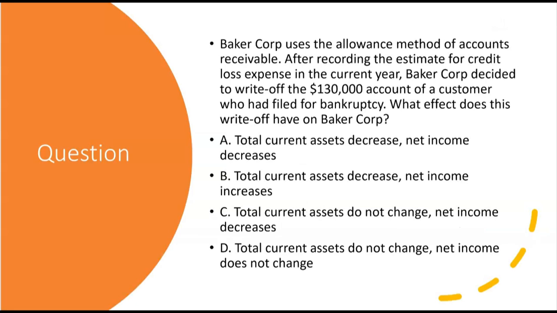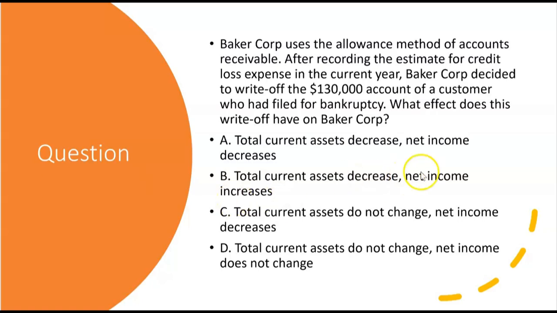Let's try this. Baker Corp uses the allowance method of accounts receivable. After recording the estimate for credit loss expense in the current year, Baker Corp decided to write off the $130,000 account of a customer who had filed for bankruptcy. What effect does this write-off have on Baker Corp? So what do we say the journal entry is for a write-off? Debit the allowance and credit accounts receivable. A write-off is reducing the allowance and it's reducing accounts receivable by the same amount. And it's all balance sheet, right? Because accounts receivable is a balance sheet account, current asset, and the allowance is also a balance sheet account, contra asset.